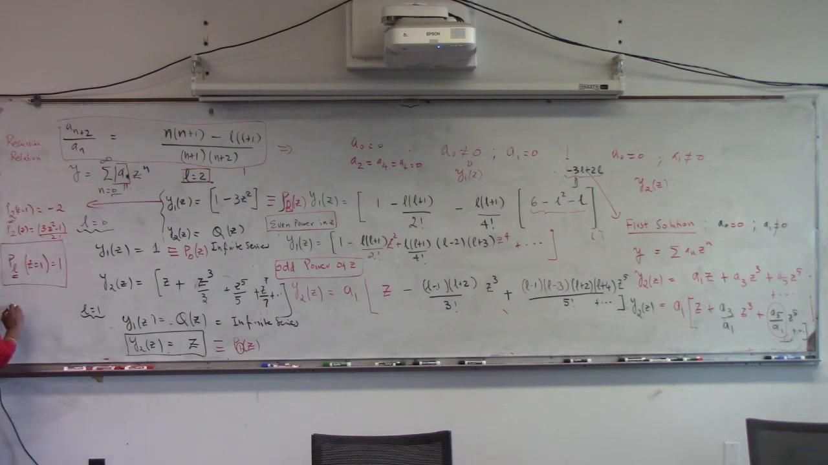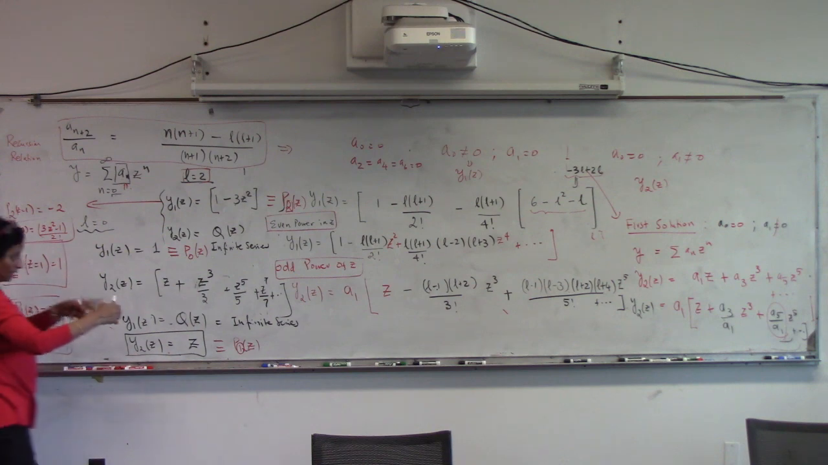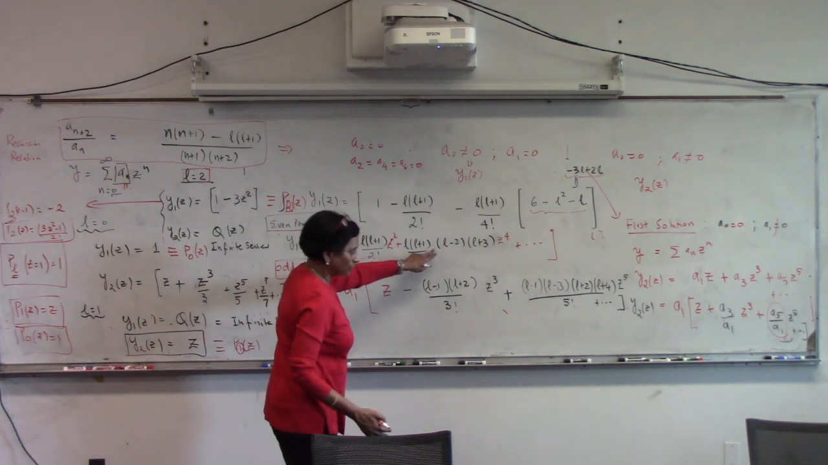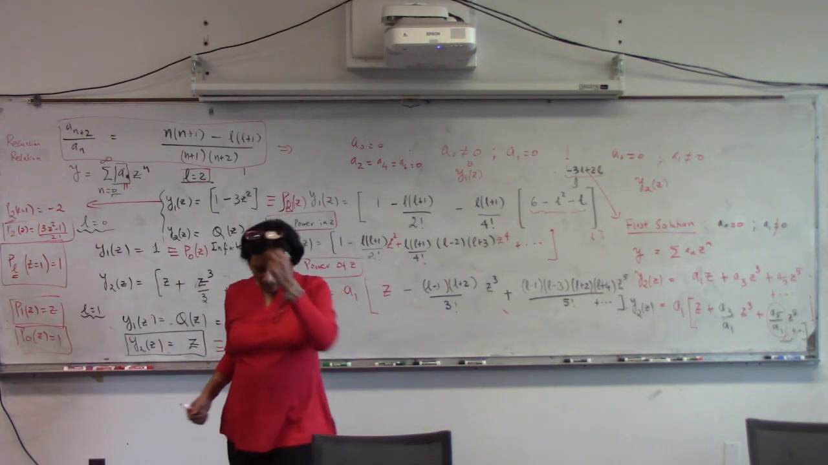Okay, P1(z) doesn't matter. P1(z) is z, we don't have to normalize. And P0(z) is 1. Legendre polynomial order 0 is 1. Legendre polynomial of order L equal to 1, first order, is z. Legendre polynomial of order 2 is this quantity, and so on and so forth. You can get P3 by putting L equal to 3 and all that, okay?